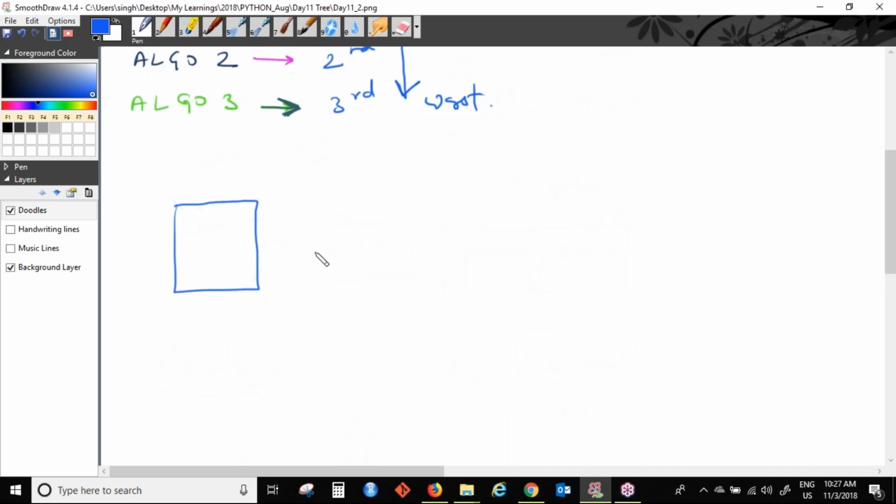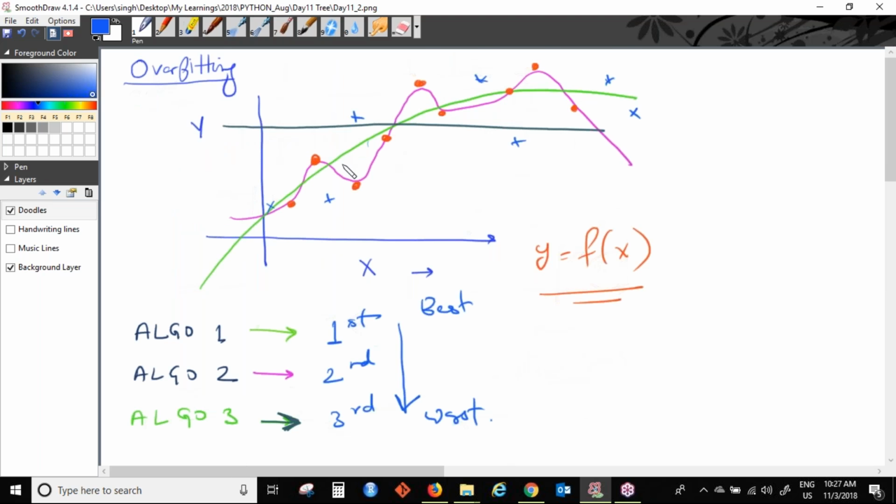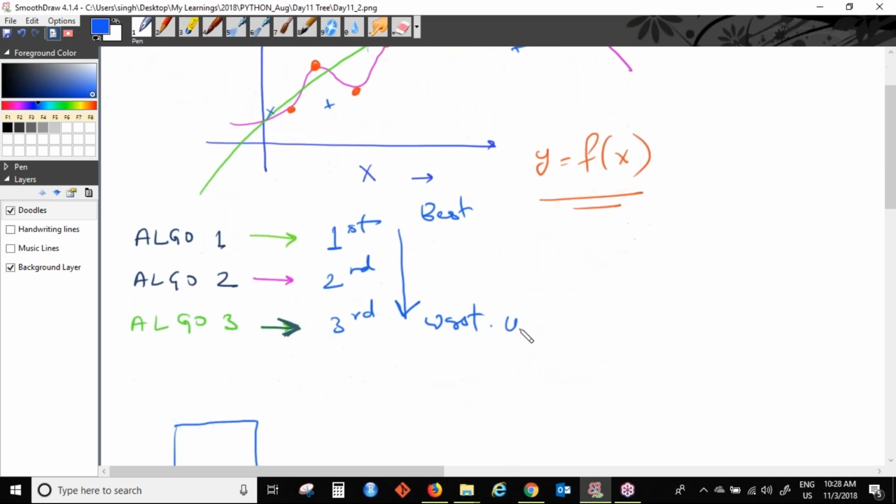Why is the second one better? Because the third one is too simple. The third one is too simple. It is an underfit model.